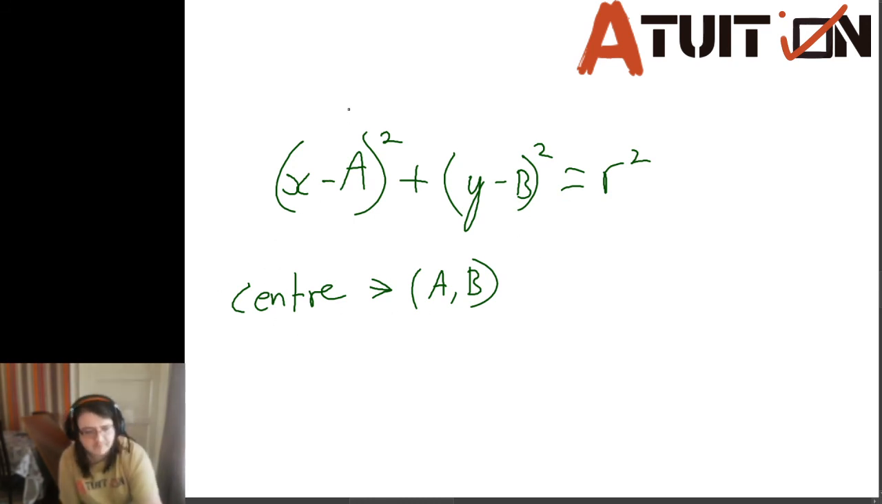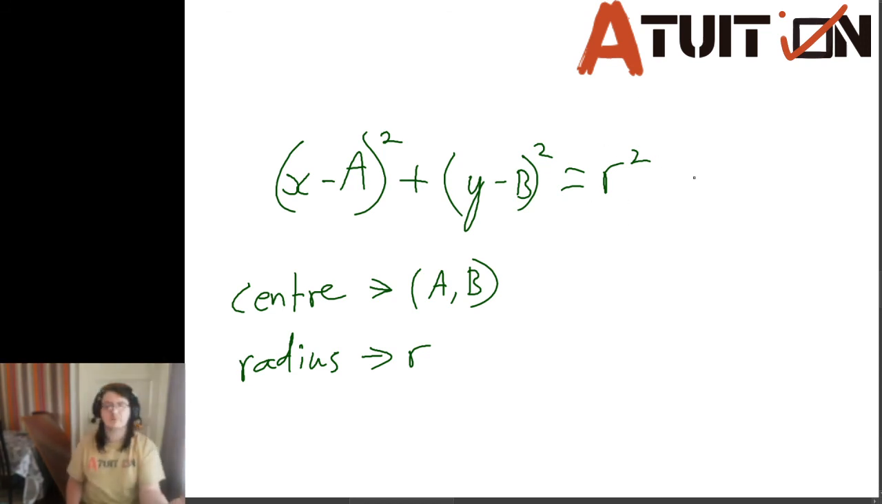So it's the negative of whatever is being added onto x, basically. The radius of the circle is the square root of the number on the end, because the number on the end is r squared. So the radius of the circle would just be r. So it's the square root of whatever number is on the end of that.